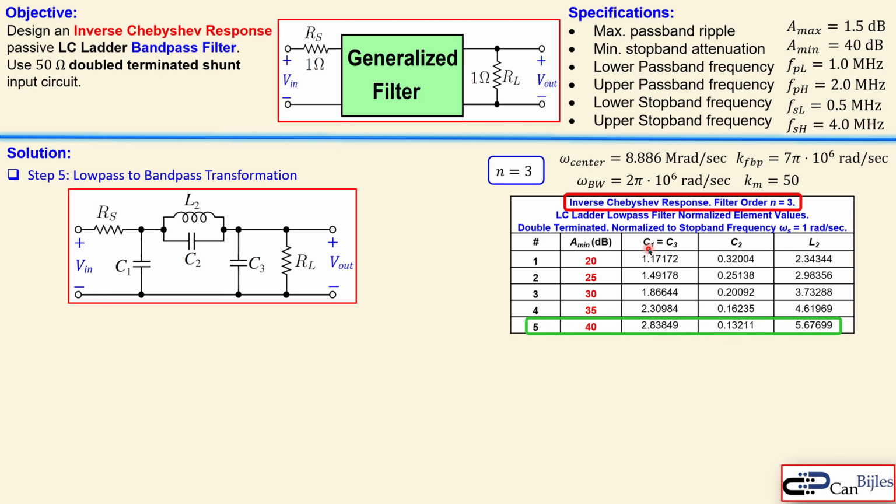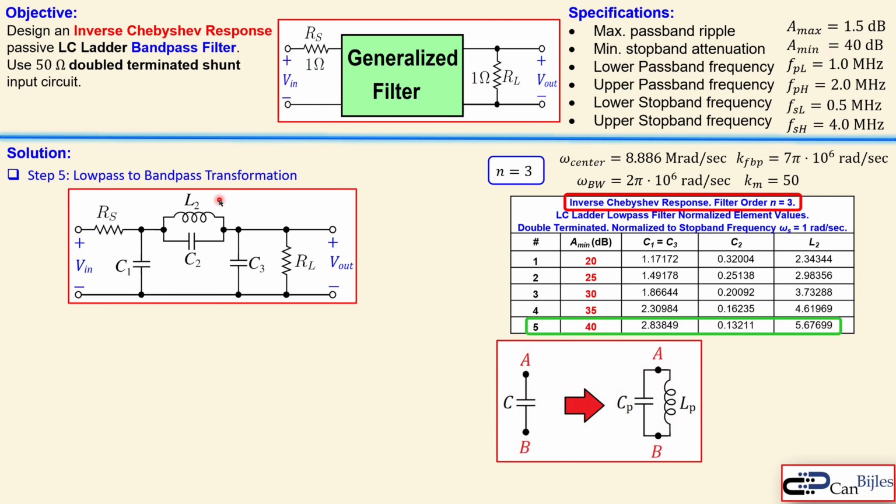And there you can see the component values, which are normalized to a stop band frequency of 1 radian per second. So you see C1 is equal to C3, which means this capacitor and this capacitor will have the same value. In this case, normalized, it is 2.83849 farads. And C2 here must be 0.13211 farads. And the inductor here, again normalized, is 5.67 henries. But of course, those are not really practical values, so we need to scale them to the required component values for our specifications. Now, what is actually this low pass to band pass transformation?